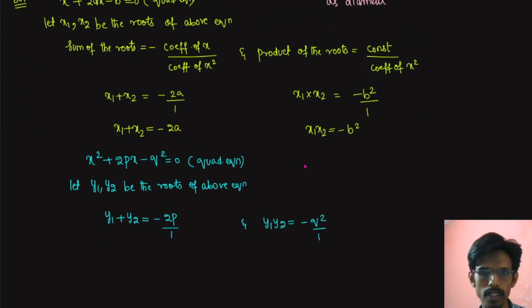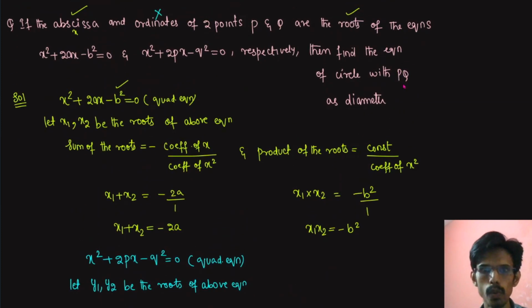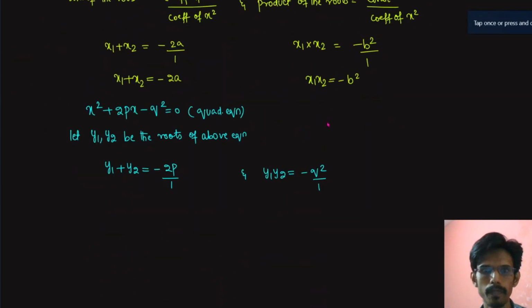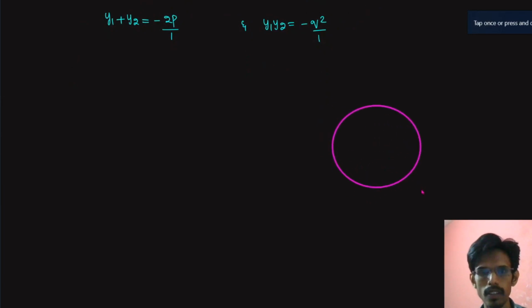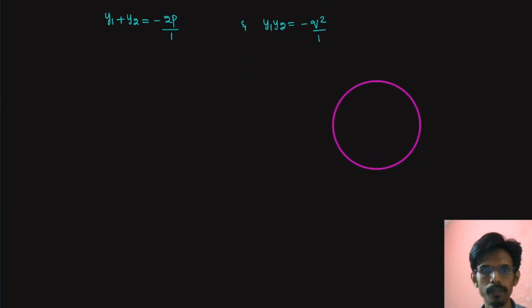We got two points. P and Q are the two endpoints of the diameter. Let me show it here. Suppose we have this circle. Here we have a center C. Now this is the diameter having endpoints P and Q. P is (x1, y1) and Q is (x2, y2).